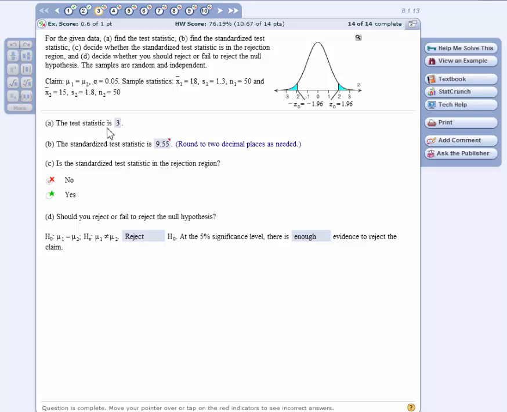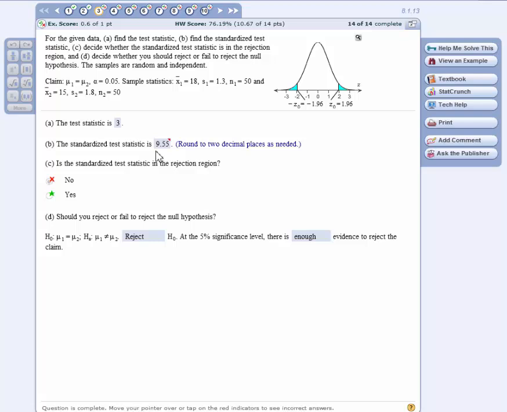The test statistic is 3. Well, how do we get that? The test statistic for a problem like this is very simple. It's just the difference in the two means, x1 minus x2. 18 minus 15 equals 3. Ta-da. Okay, standardized test statistics.